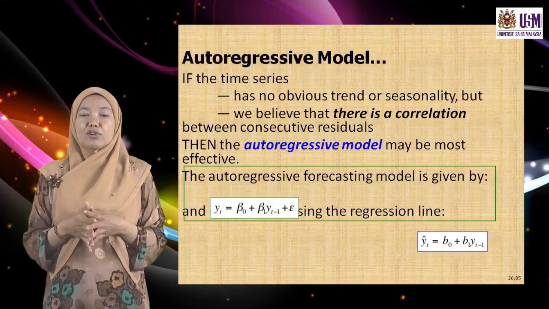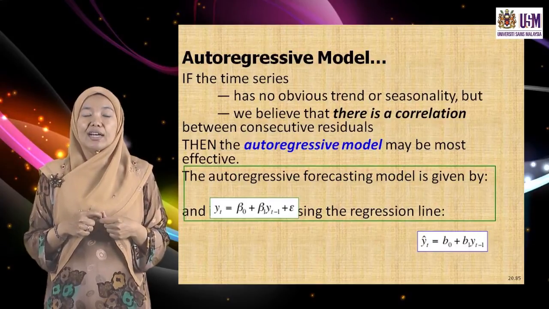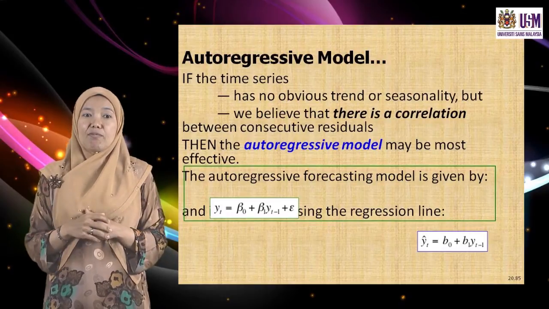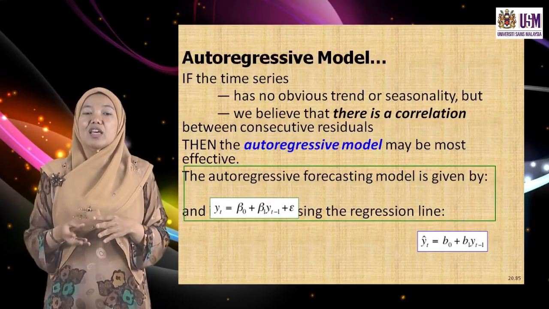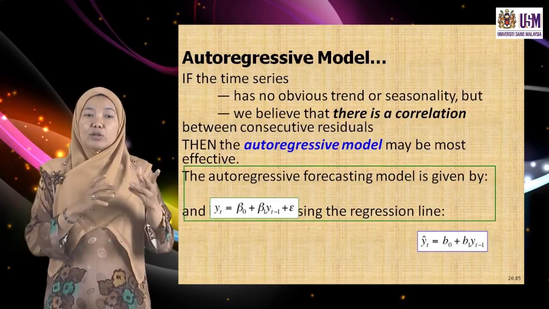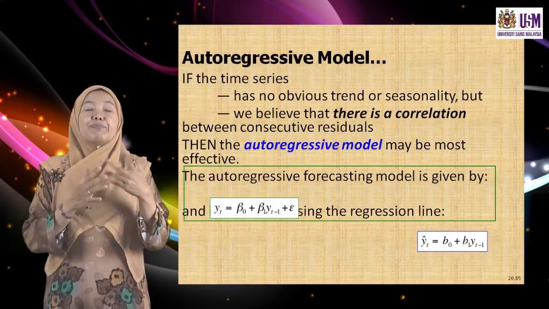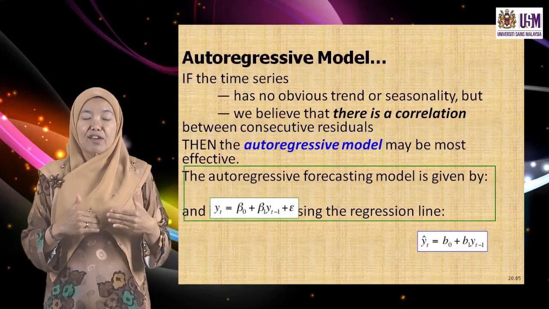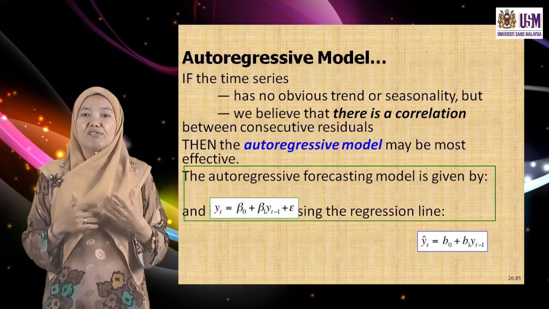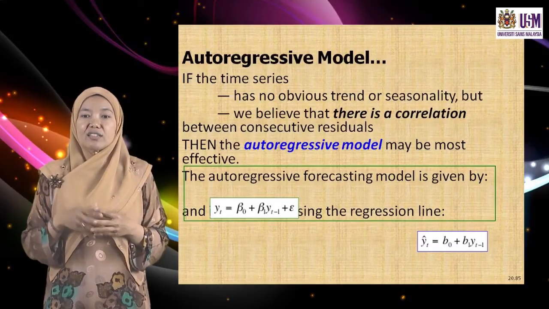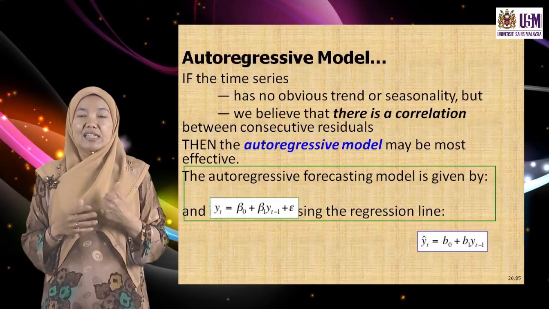So this autoregressive model forecasting is given by yt equals b0 plus b1 y, with subscript t minus 1. That means your dependent variable is dependent upon the previous term's value. So yt is the time series in the current period, yt minus 1 is the time series in the previous period. So the current period value depends upon the previous period value. So there is a correlation between the consecutive residuals. Using the regression line, it's still the same regression line, y hat equals b0 plus b1 y in the previous period, yt minus 1.